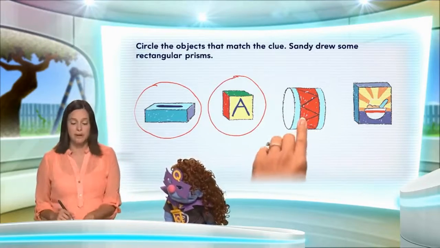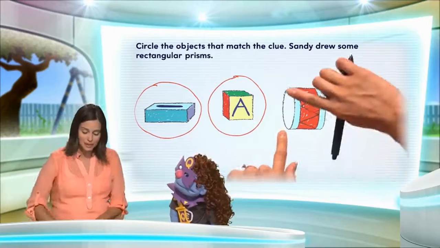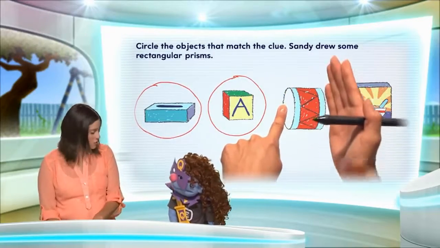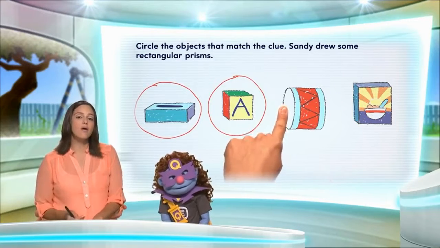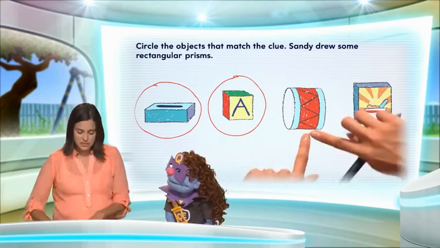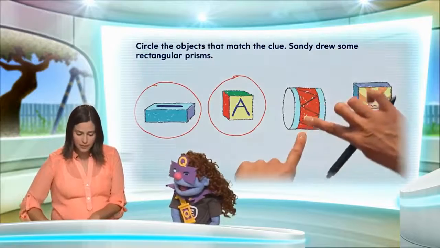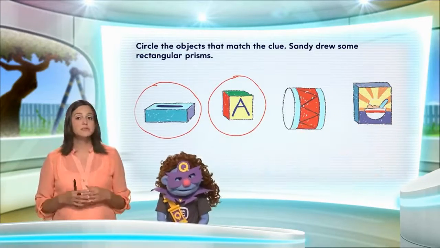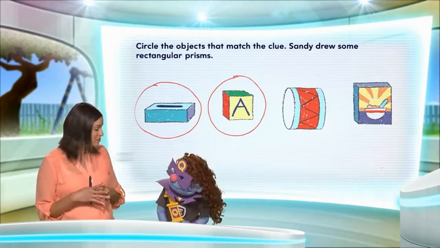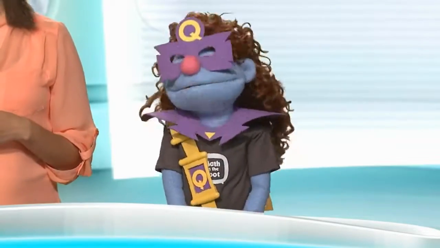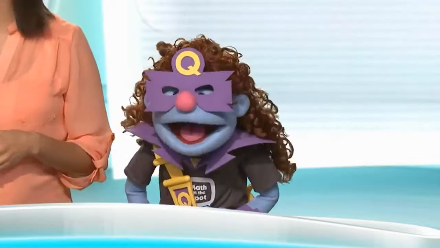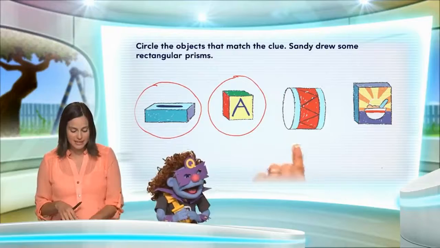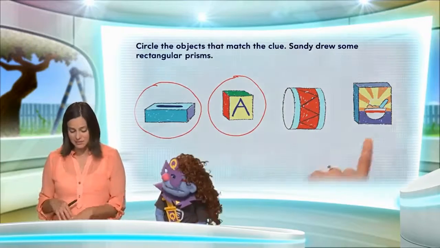Now let's look at the drum. Well, the drum has 1 flat surface and 2 flat surfaces. Now, although it has 2 flat surfaces, it also has 1 curved surface. So, is that a rectangular prism? I won't tell you, because I am the Quizler. And I hope you said no, because no, it's not a rectangular prism. Doesn't have 6 flat surfaces.